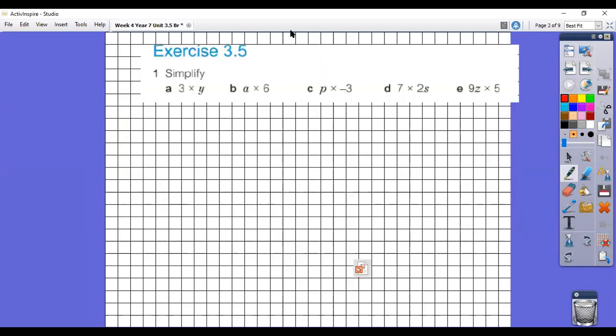If you look at the first warm-up question, it says simplify 3 times y, 8 times 6a, p times minus 3, 7 times 2s, and 9z times 5. The first one you just do 3 times y is 3y, 8 times 6a is 48a, p times negative 3 is negative 3p, 7 times 2s is 14s, and 9z times 5 is 45z.